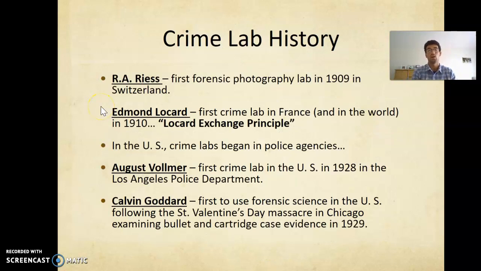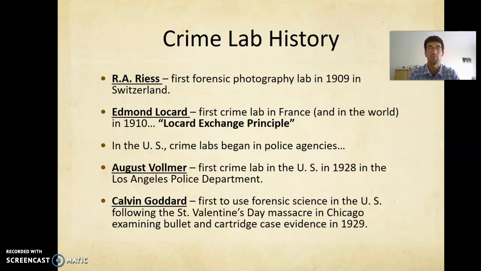So this brings us to our last section, crime lab history. We will talk more about this on Wednesday. We'll have our own slideshow just dedicated to it, but I'll introduce a little bit of what we're going to be talking about. So R.A. Rice was the first forensic photography lab in 1909 in Switzerland. So as you can see, forensic science is a pretty young profession. Edmond Locard was the first crime lab in France and in the world. In 1910, he created or discovered the Locard exchange principle. We will talk a lot about that later. Just a quick introduction of what that is.